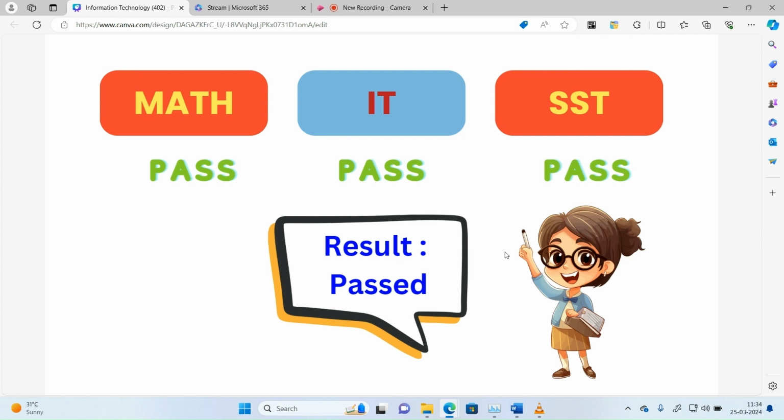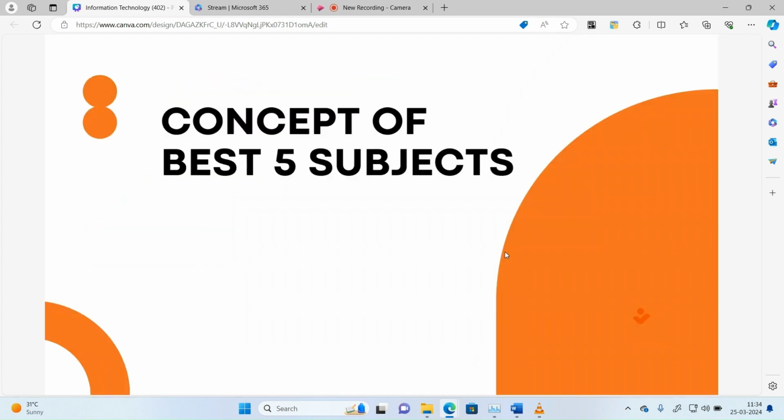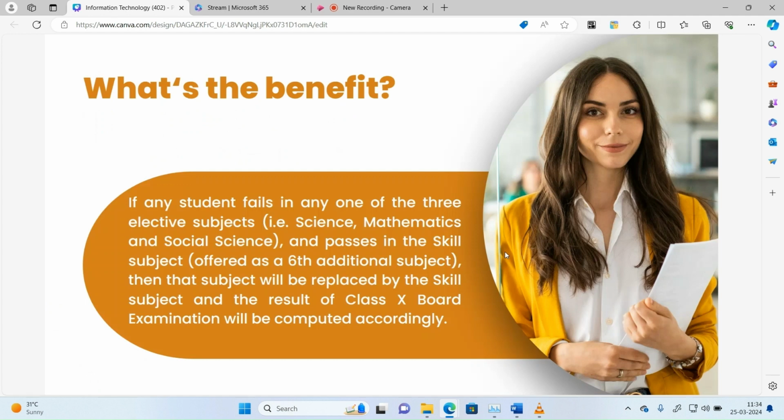And secondly, there's a concept of best five, which we will see later, where if you are passing in all the six subjects, then the best five subject marks will be considered for calculation of percentage, which we will see in the later slides. So if you are failing in science, IT marks replace the science marks and your result is passed.